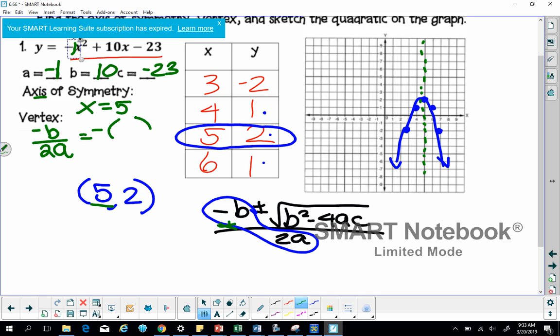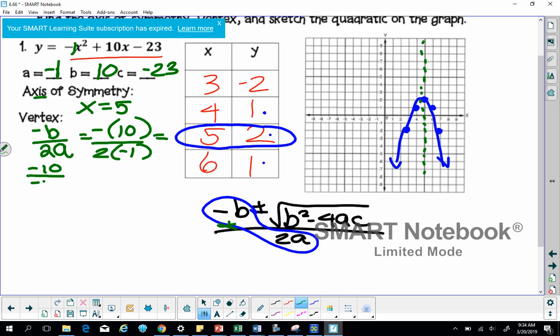And so I just plug it in the same way I did with the quadratic formula. My b is 10, and my a is -1. What is -10, and what's 2 times -1? Good, -2. What's -10 divided by -2? 5. Notice, here's my 5 I got from my calculator. That is your axis of symmetry.